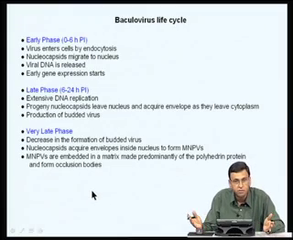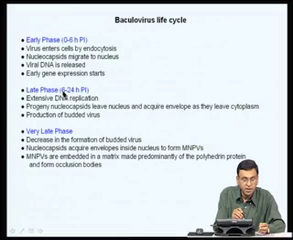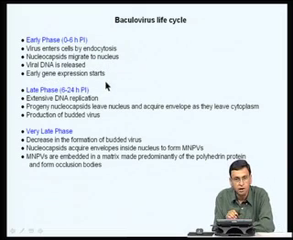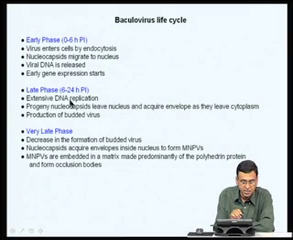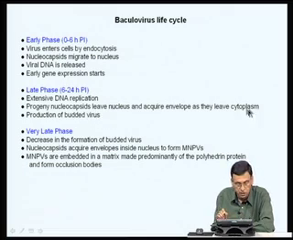Now, what is the life cycle of this Baculovirus? It has a three-phase life cycle: an early phase, a late phase, and a very late phase. In the early phase, the virus enters the cells by endocytosis, the nucleocapsids migrate to the nucleus, the viral DNA is released, and early gene expression starts. In the late phase, about 6 to 24 hours after infection, the viral DNA replicates, and the progeny nucleocapsids leave the nucleus and acquire an envelope as they leave, and they produce the budded virus.